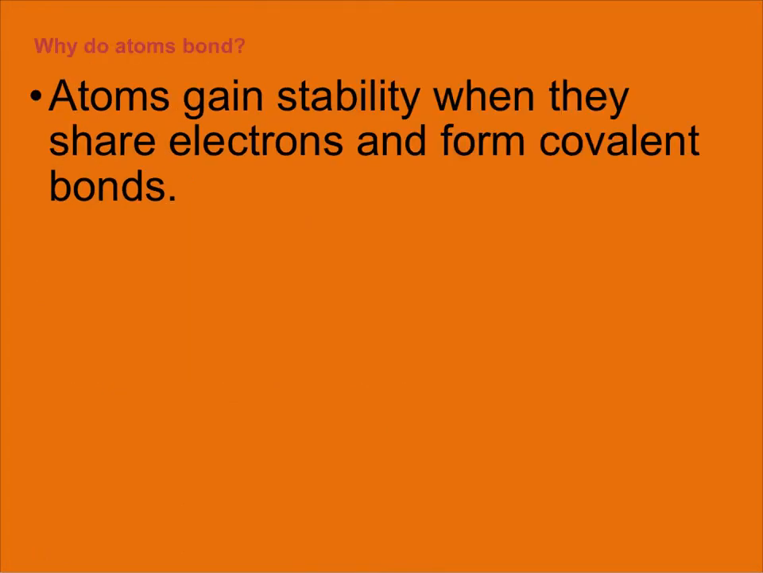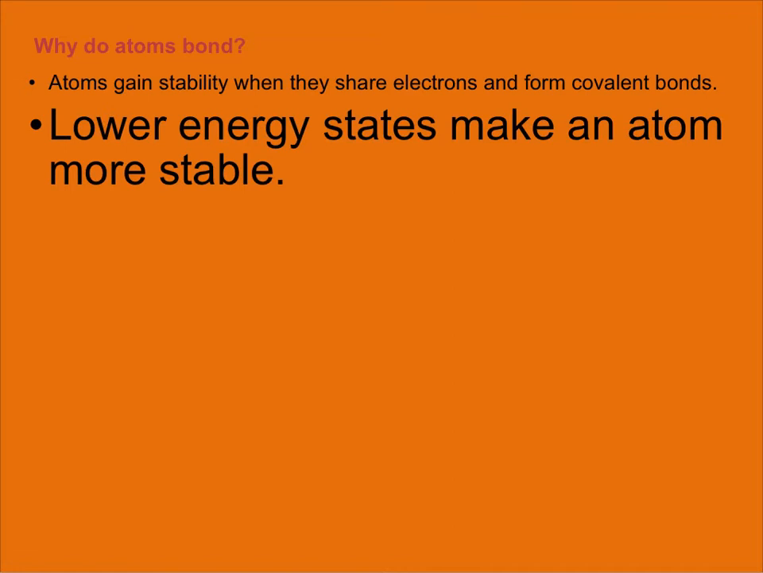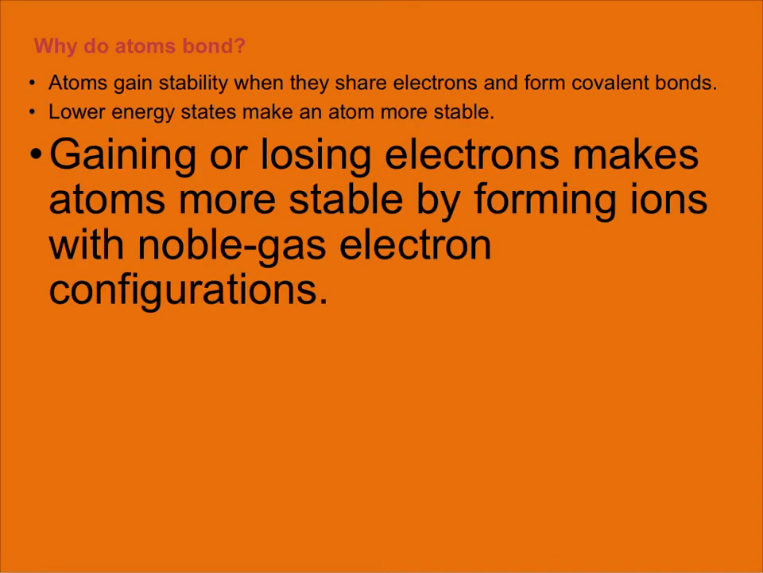All right, so why do atoms bond? Atoms gain stability when they share electrons and form covalent bonds. So just remember, they're sharing. Okay, so covalent bonds are when you share electrons. Lower energy states make an atom more stable. So the lower your number in your energy, the more stable the bond's going to be. Gaining or losing electrons makes atoms more stable by forming ions with noble gas configurations.